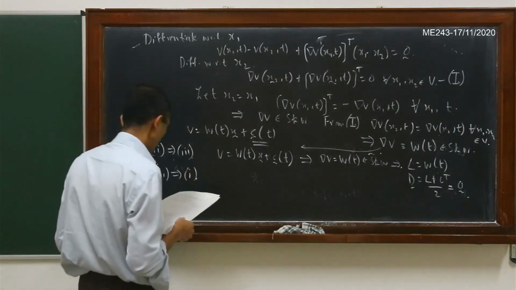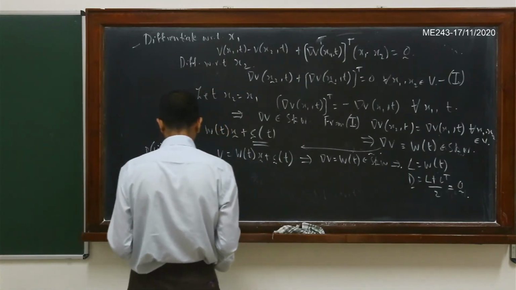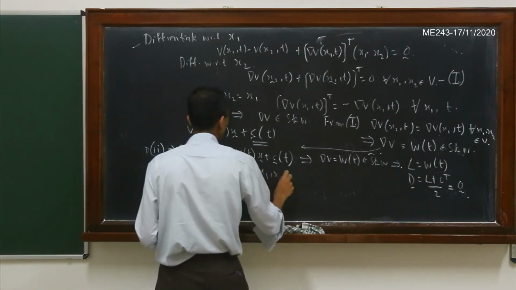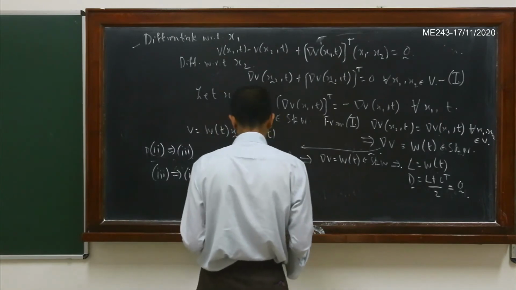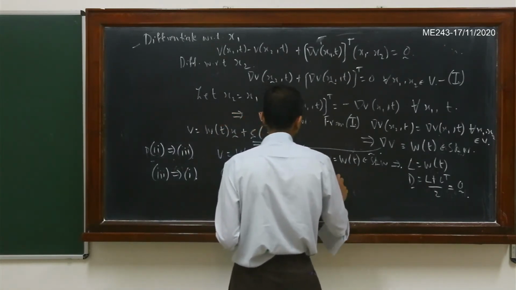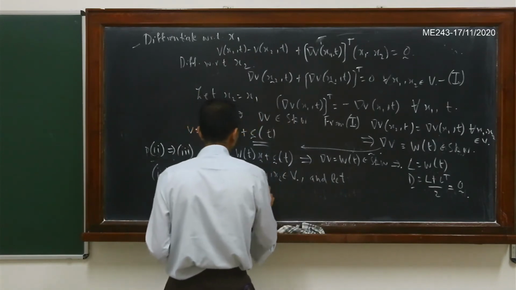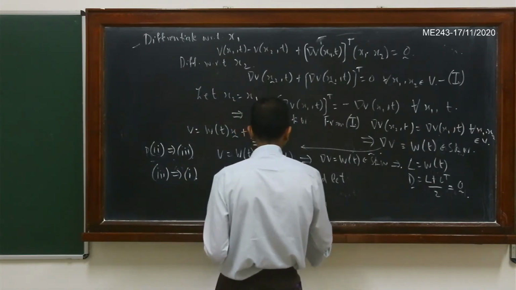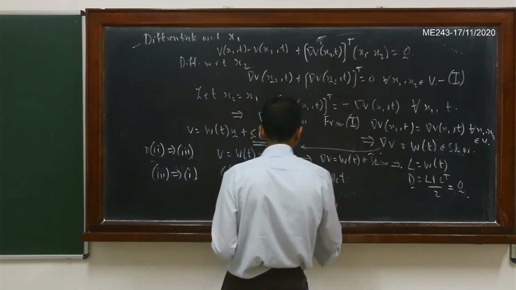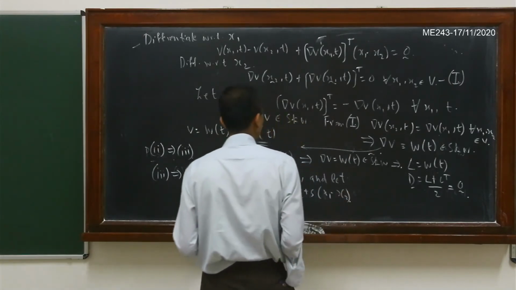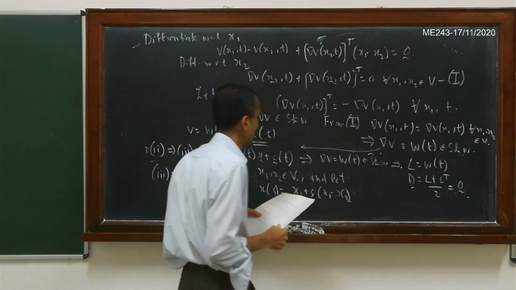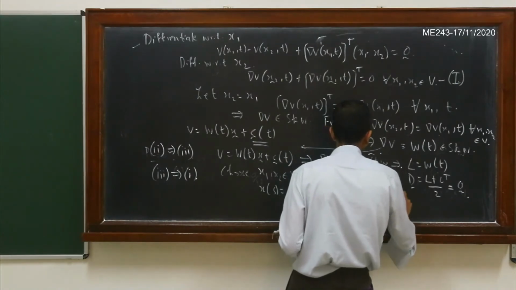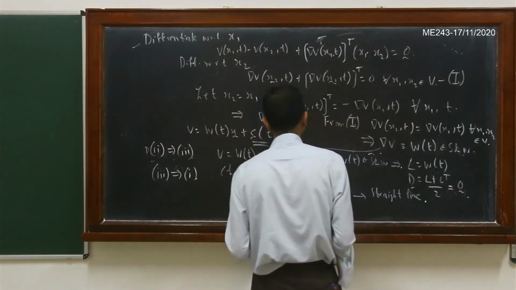Fine, then choose some fixed x1 and x2 belonging to V, and let x of s be equal to x2 plus s times x1 minus x2. So this is actually the parametric equation of a straight line, with s as a parameter.